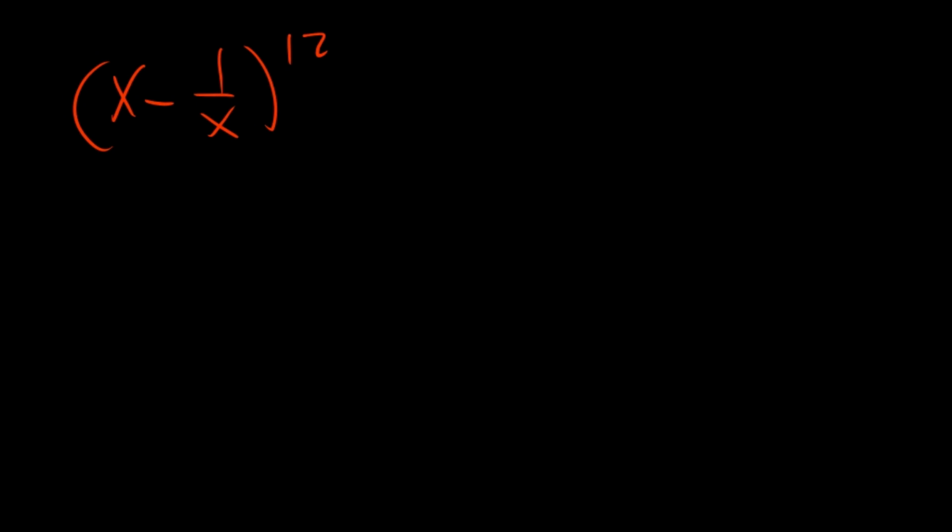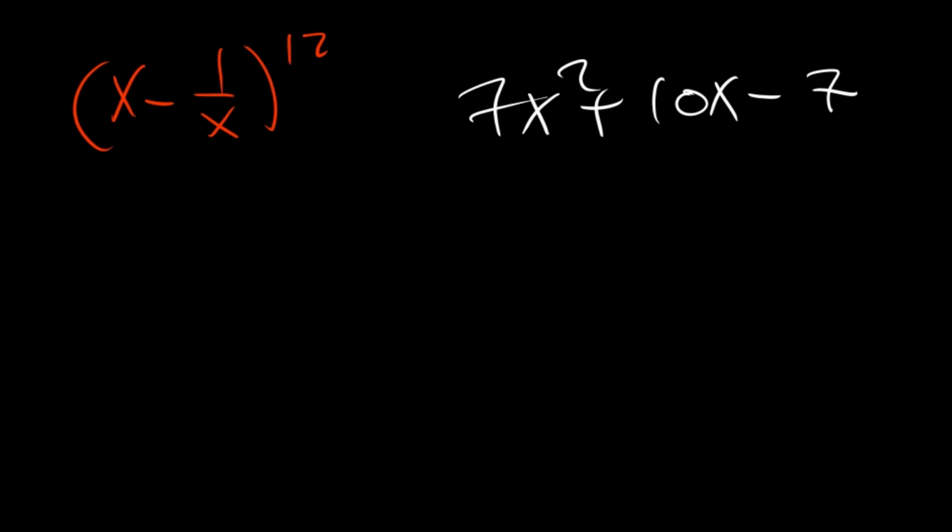Now, a term independent of x, if I give you 7x plus 10x minus 7, means that a term independent of x is this negative 7 here. We know that this is the same as x to the power 0. Any number to the power 0 is 1. So in that case, that's why it's just 7.